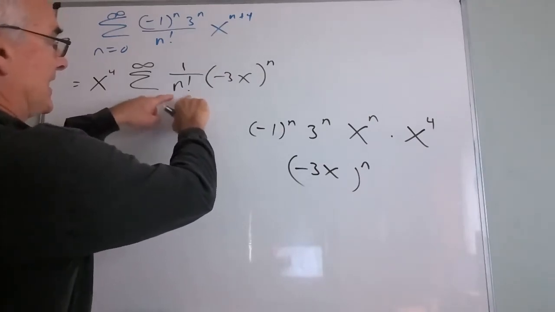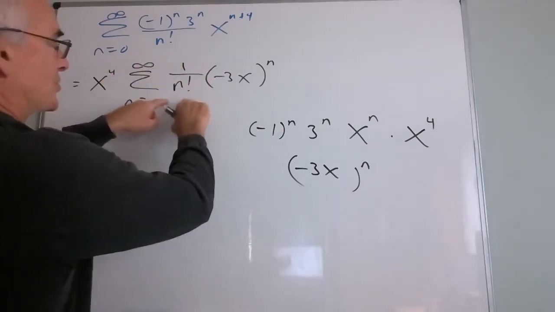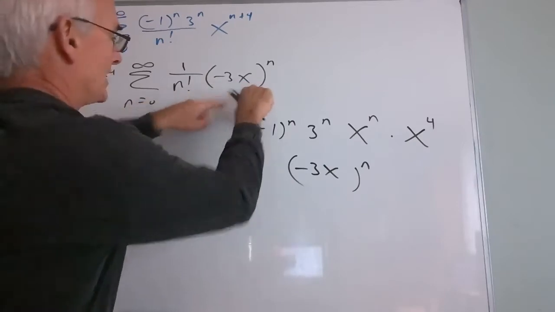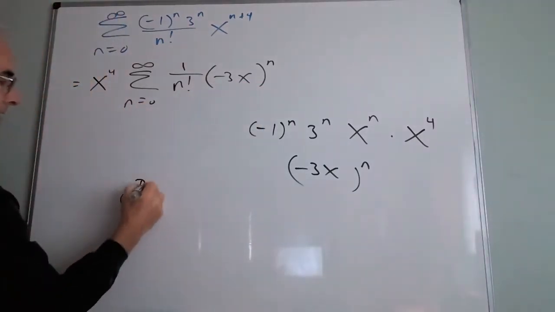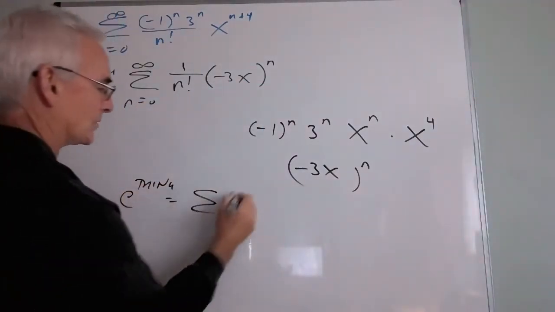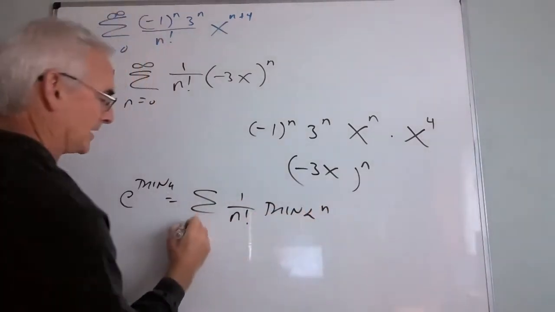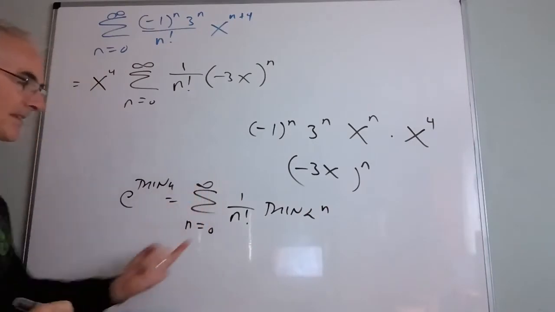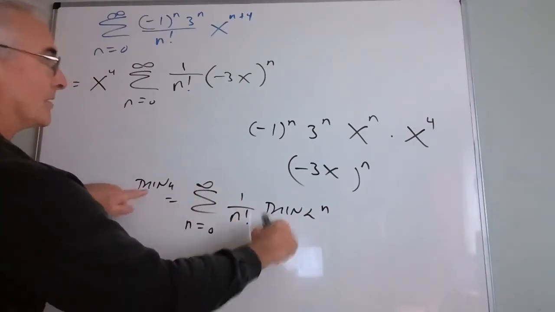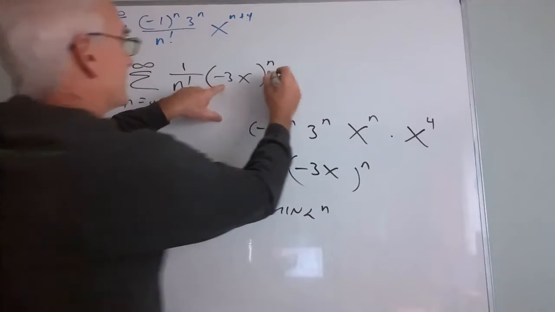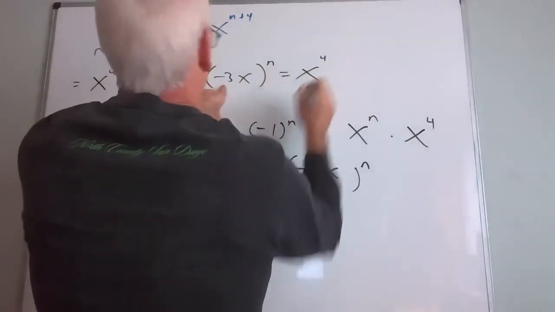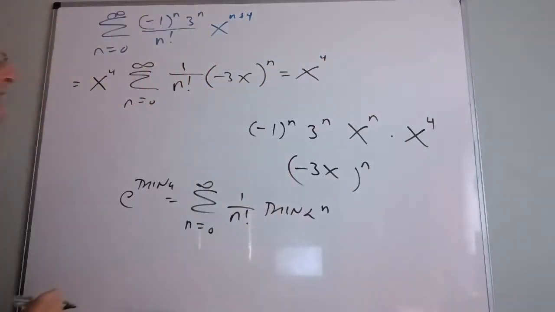Now, Lisi says x to a power. Well, that sure looks like what I need, because isn't it e to the thing equals the sum of 1 over n factorial thing to the n? Don't we know this? We know this. Well, there's my thing. So I think we can say this is x to the 4th times what?